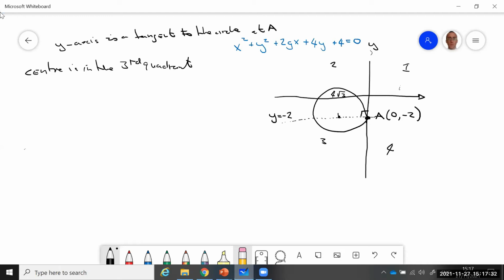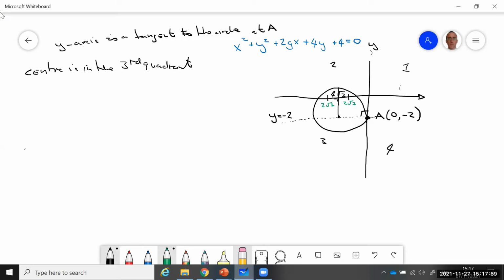Okay, so we know that a perpendicular intersection from the radius, that's perpendicular there, will actually bisect a chord. That's one of our theorems. So it'll bisect the chord into two equal halves. And so 4√3 divided by 2 is 2√3 there, and that's 2√3 there.